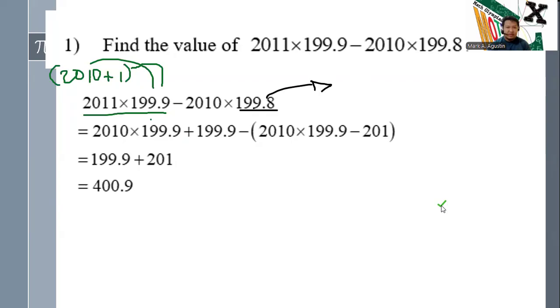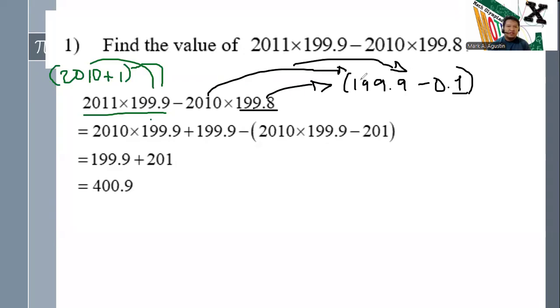Okay, so let's try to have that one. Let's try to continue. So as you can see, 199.8 can be expressed as 200 or 199.9 plus or minus 0.1. Okay, so we distributed also the 2010 in between them. As you can see, the result will be 2010 times 199.9 minus 201, because 2010 times 0.1 is 201.